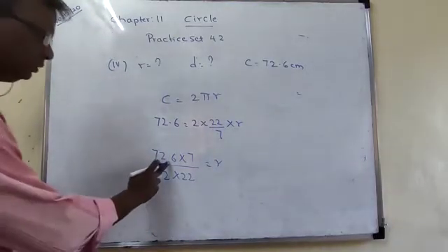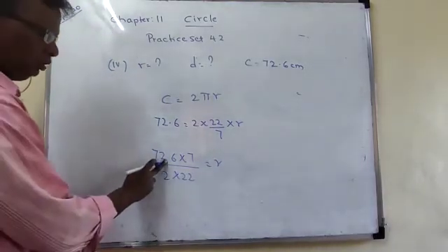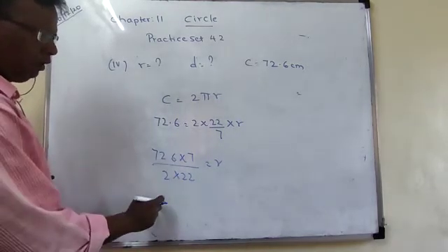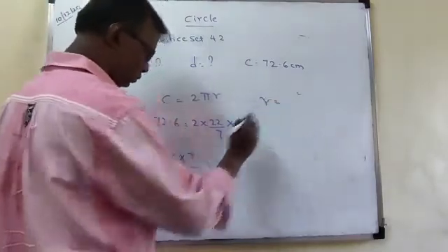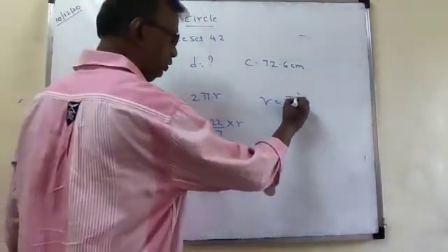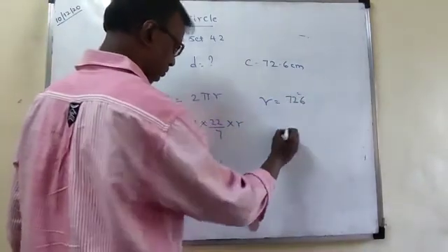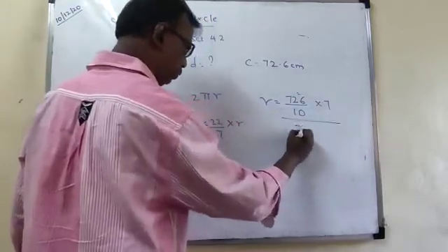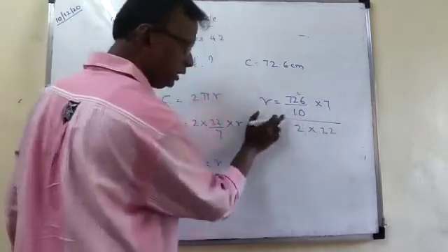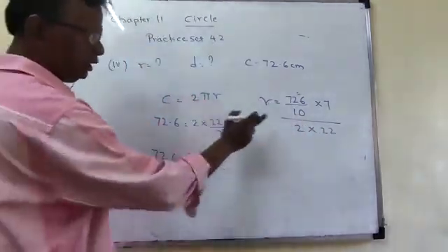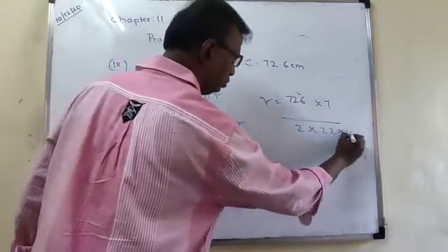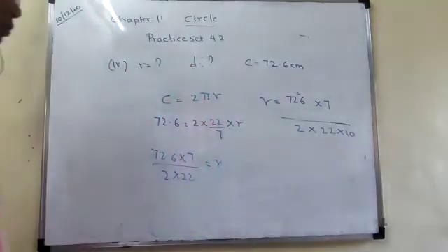Now the problem is the decimal. Whenever there is a decimal, how many numbers are there after the decimal? 1. So you have to divide by 10. So r is equal to 726 upon 10 into 7 upon 2 into 22. Or, because the decimal is there, you can take this 10 down also. It's up to you, whichever way you want.